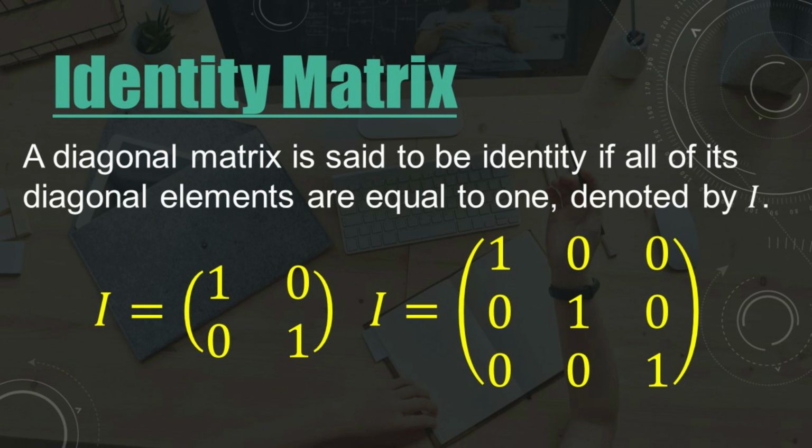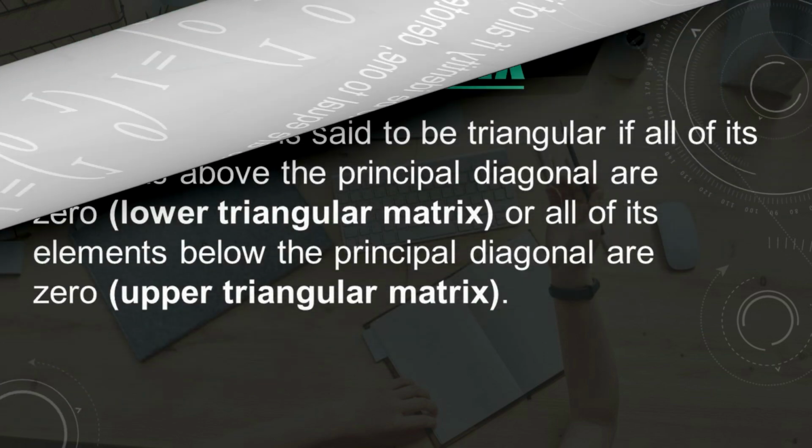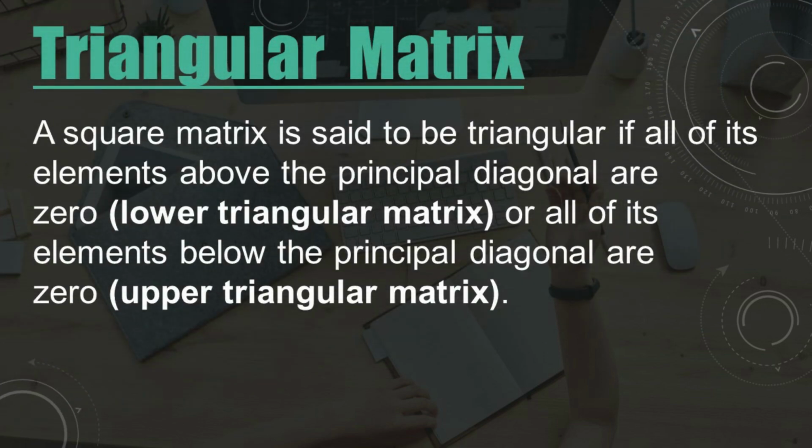Right, so let's move to the next one. Triangular matrix. A square matrix is said to be triangular if all of its elements above the principal diagonal are 0, then it's a lower triangular matrix. Or if all of its elements below the principal diagonal are 0, then it's known as an upper triangular matrix. This is the definition of the triangular matrix.